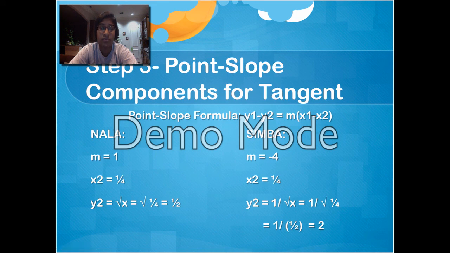So now that we have the slopes of the tangent lines, what we're going to have to do is find the equation of both of the tangent lines. And to find the equation for any path or an equation, you can use the point slope formula. And this is y1 minus y2 equals m times x1 minus x2.